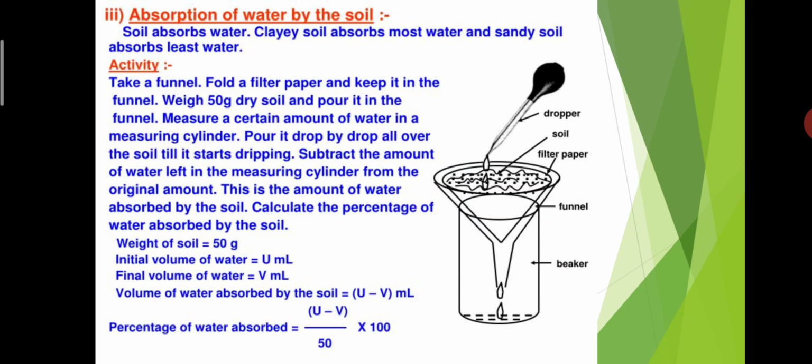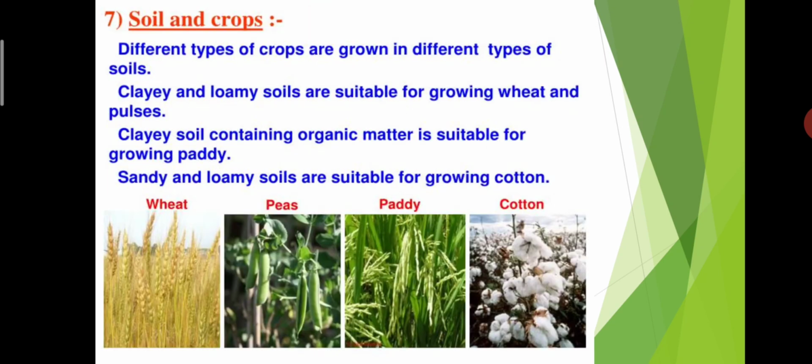So, how do you calculate it? The weight of soil is 50 gram, the initial volume of water you took is U ml, and the final volume of water is V ml. So the volume of water absorbed by the soil is initial minus final. The percentage is (U minus V) upon 50, into 100. By this activity and formula we can know the absorption rate of water by the soil.